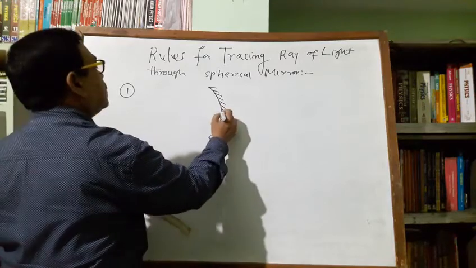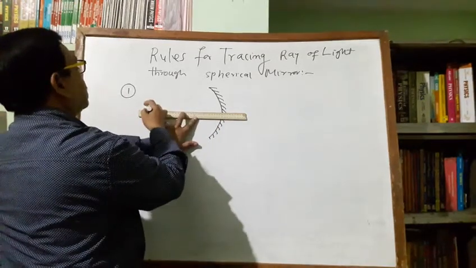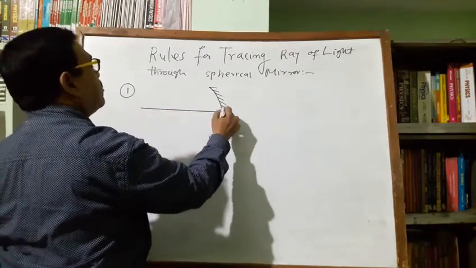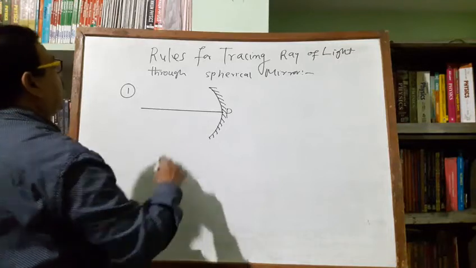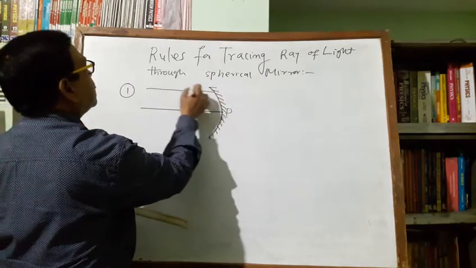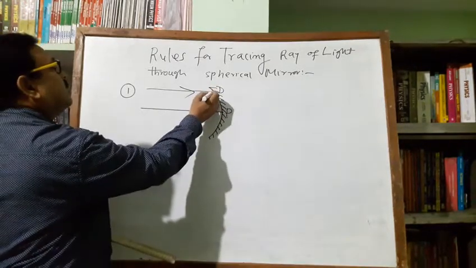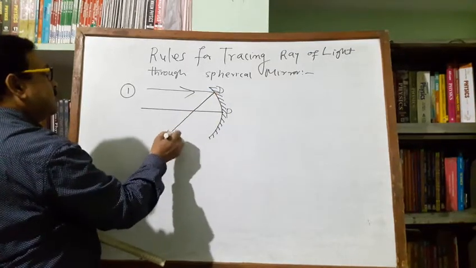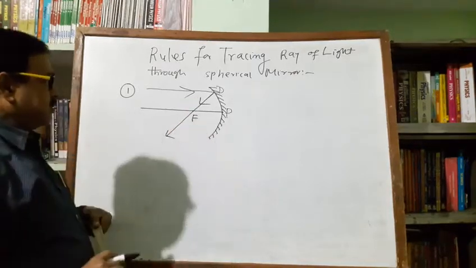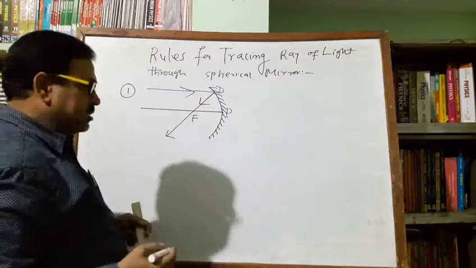We draw the principal axis first. We write the location of the pole. The rule is that when a ray of light coming from infinity is incident at any one point D, it bounces back through the focus for a concave mirror. The ray of light will bounce from the concave mirror and pass through the focus.